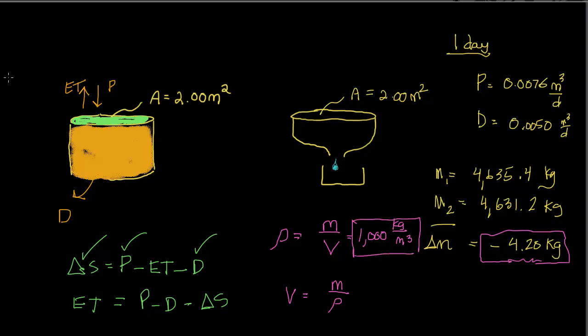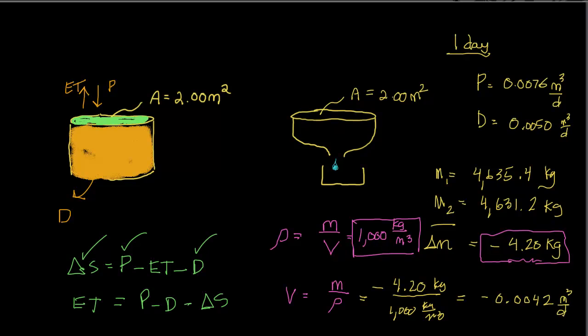And when I plug these things in, I'll do it in yellow here to show that all my calculations are in yellow. So this is equal to negative 4.20 kilograms divided by 1,000 kilograms per meter cubed. And when I do that calculation, this turns out to be negative 0.0042 cubic meters, again, in one day, right? Everything happened in one day.